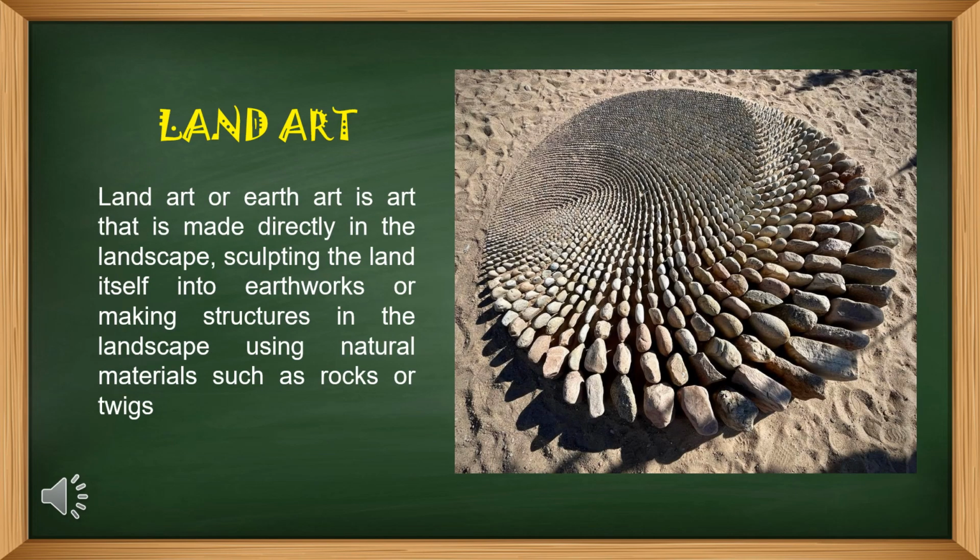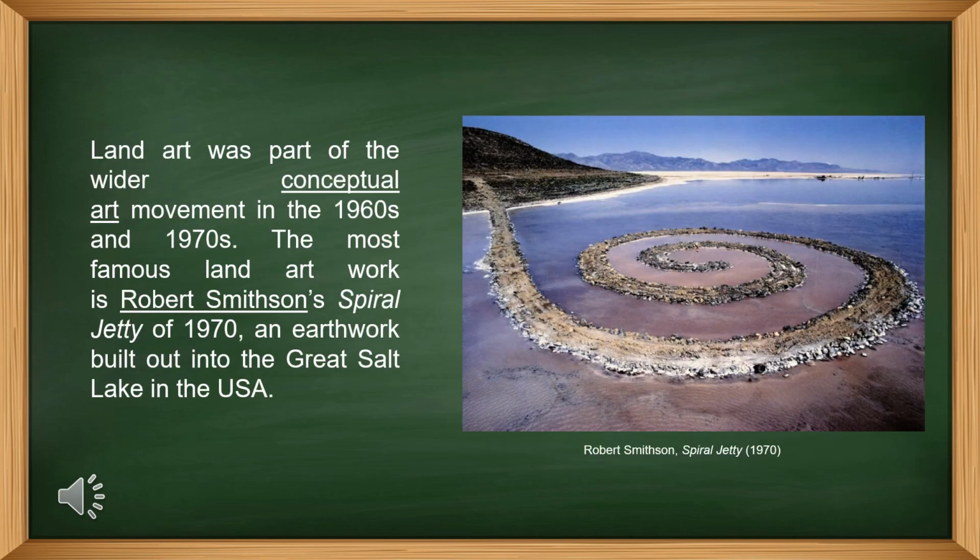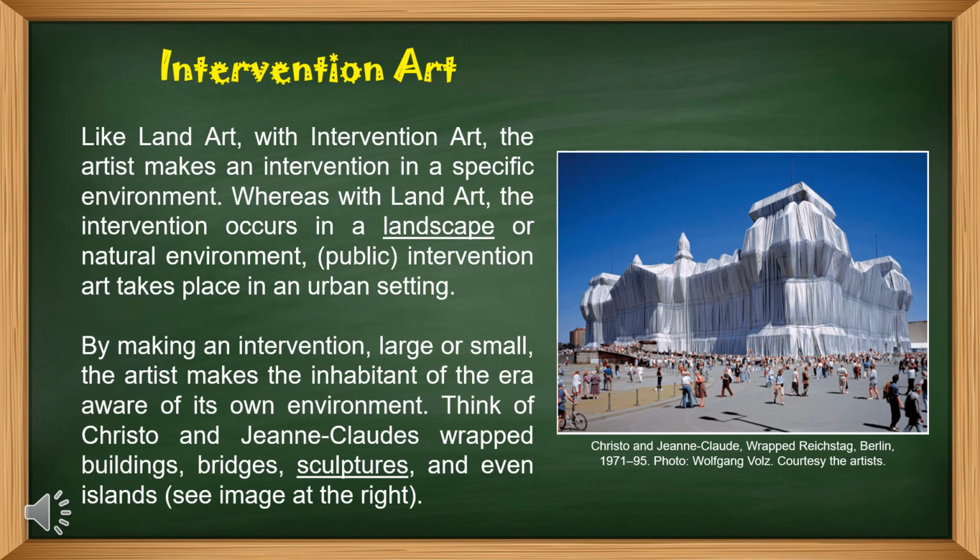Land art. Land art or earth art is art that is made directly in the landscape, sculpting the land itself into earthworks or making structures in the landscape using natural materials such as rocks or twigs. Land art was part of the wider conceptual art movement in the 1960s and 1970s. The most famous land artwork is Robert Smithson's Spiral Jetty of 1970, an earthwork built out into the Great Salt Lake in the USA.